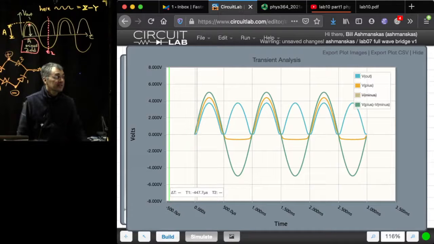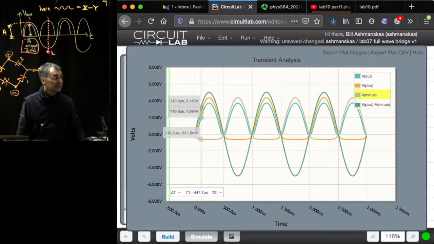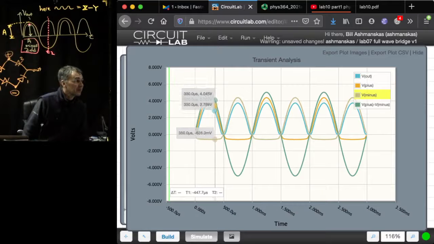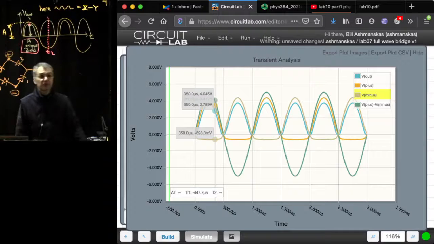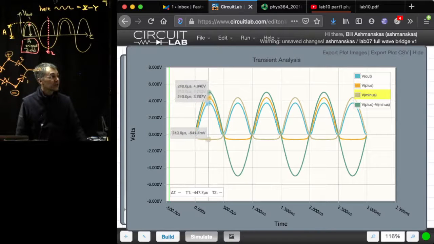Okay. And then meanwhile, you can say, well, what is the minus curve doing at that point? And the minus curve, this is kind of cool. The minus curve, you see, is sitting here at minus a diode drop. I don't know if you can read the numbers, but it says minus 0.63 volts, or minus 628 millivolts. So the minus curve is pulled down to minus a diode drop, and that's why the orange curve, the plus curve, peaks at the amplitude minus a diode drop, and so therefore the output is the amplitude minus 2 diode drops.